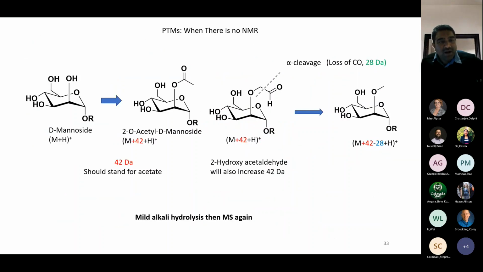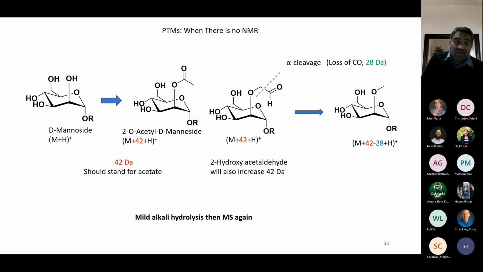Now, when there is no NMR, what to do? Yes, it's challenging, and you have to be intuitive. Suppose we have a monosaccharide, and an acetyl group will increase the molecular weight by 42. Now, 42 may also be an increase from 2-hydroxyacetaldehyde. So you have to consider both possibilities, or all possibilities feasible within that mass, and then look for that specific cleavage. It can give a specific alpha cleavage with loss of 28 and give the methoxy as the product. So you have M plus 42 minus 28, and that will be your mass.